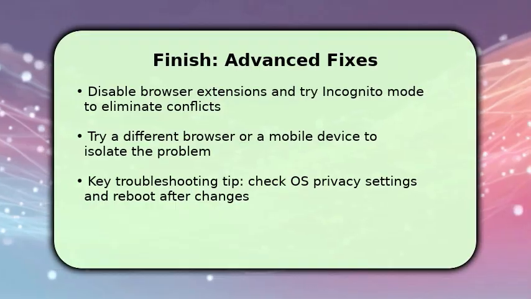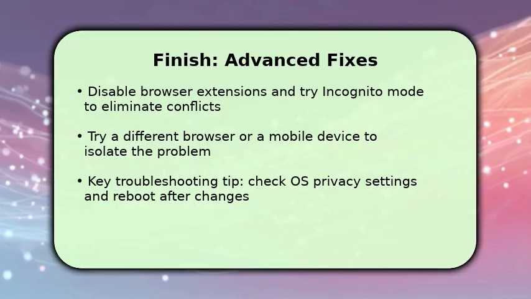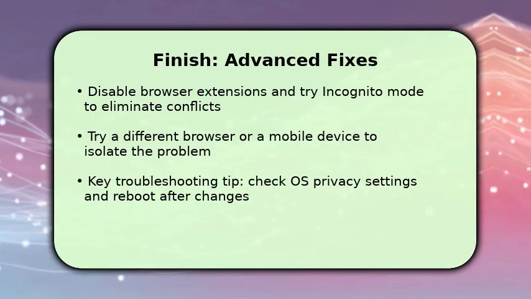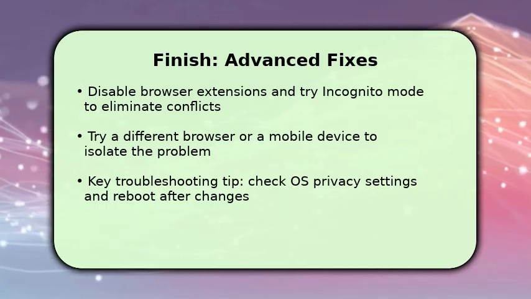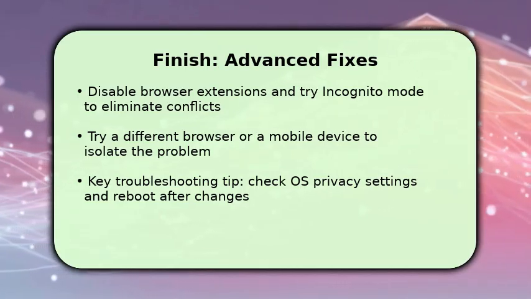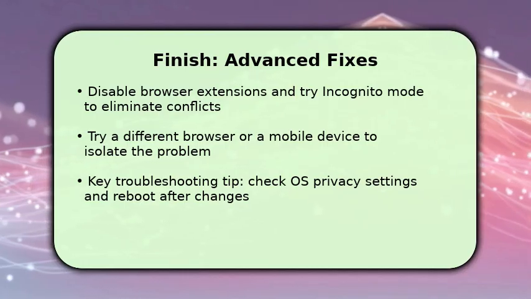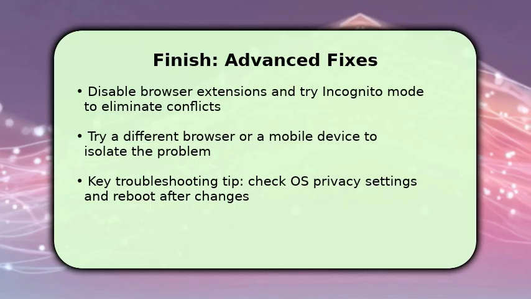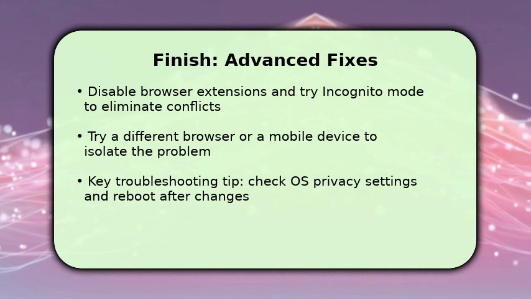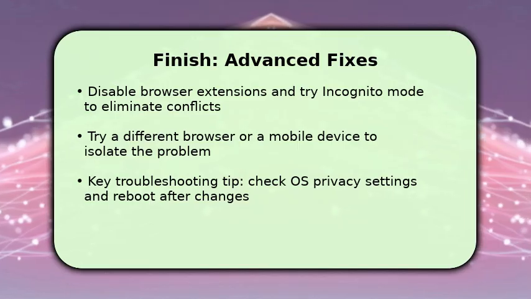Finish by eliminating environment and software conflicts so your camera works reliably. Disable suspicious browser extensions or open Meet in incognito to remove extension interference. Alternatively, switch browsers or join from a phone to see if the problem is browser-specific. Make sure your operating system's camera privacy settings permit browser access, and reboot after any changes so settings take effect. If the camera still fails, test with another webcam to determine whether the issue is hardware-related and replace or repair the device as needed.